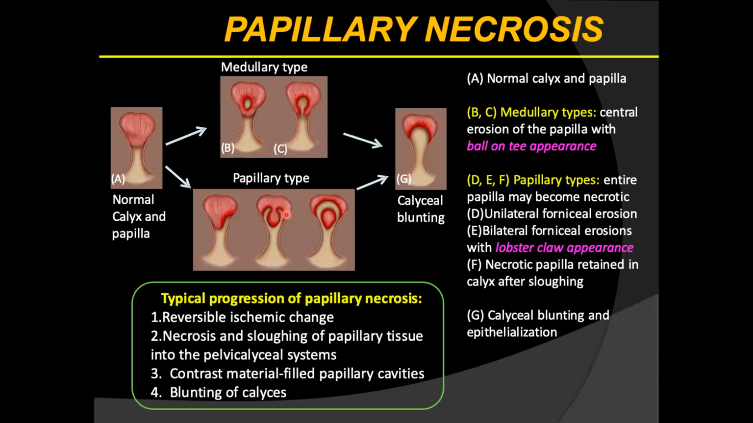In the papillary type, the entire papilla may become necrotic. In that, you can get either erosion of one fornix, or if there is erosion of both the fornices, this gives you a lobster claw appearance. So we've got something for the avid golfers, we've got something for the foodies. This is a lobster claw appearance in which there is bilateral fornicial erosion. And if the necrotic papilla is retained in the calyx after sloughing, this is what we get. And the final stage is obviously calyceal blunting and epithelialization.